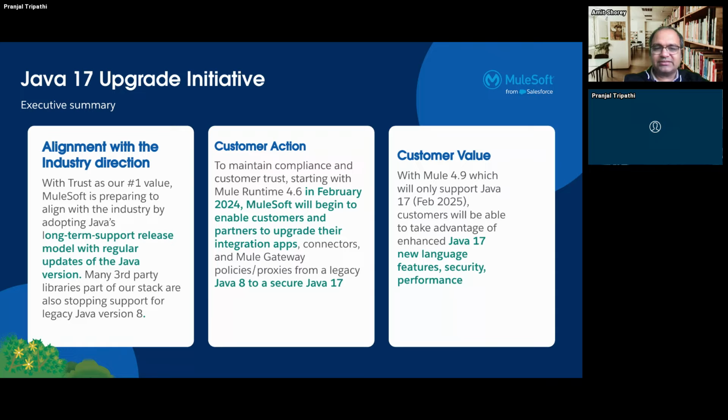From a customer action standpoint, as part of Mule 4.6, we released Mule 4.6, which works on both Java 8 and 17, and so customers can begin upgrading their apps, connectors, gateways, policies, proxies from Java 8 to Java 17. This is somewhat time sensitive because, as I was mentioning, many of the third party libraries will start dropping support for Java 8 over this year. And so that's why over the next 2 years, we need to move to 17.